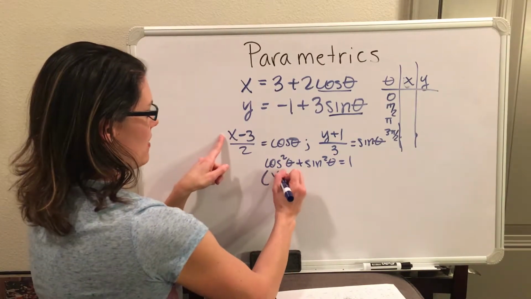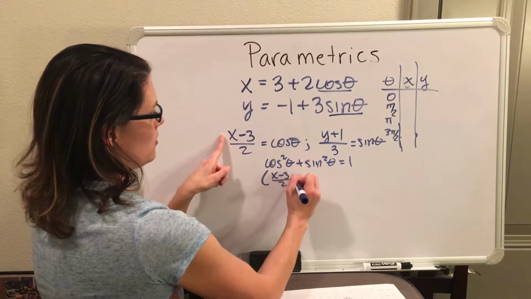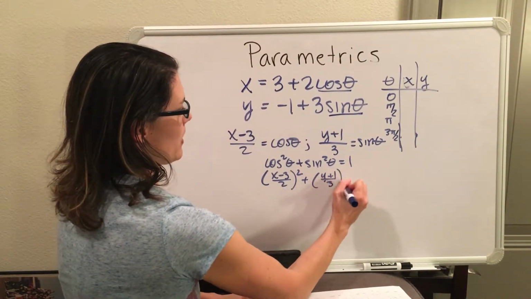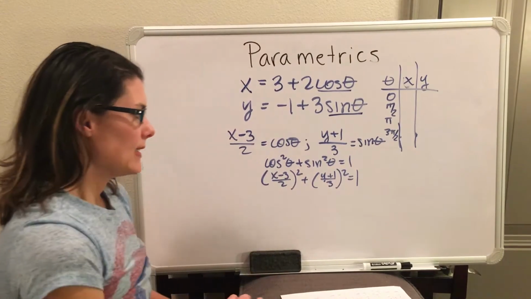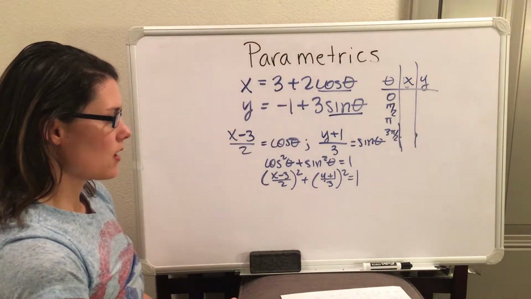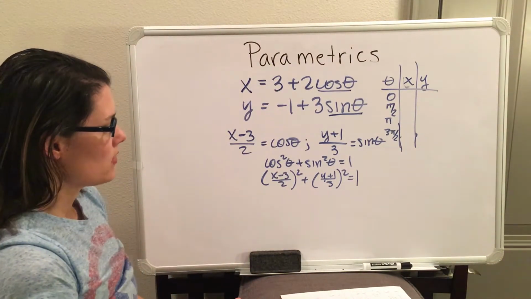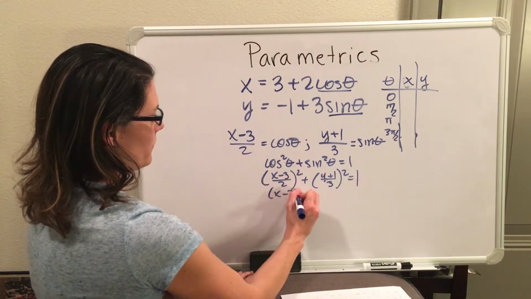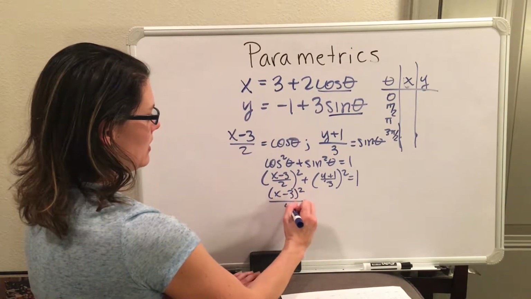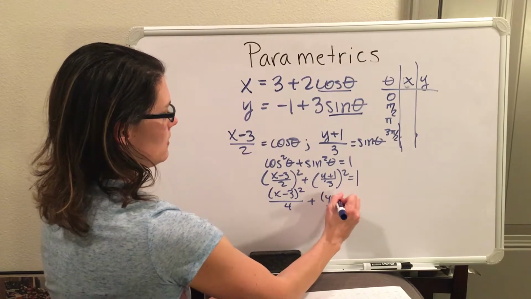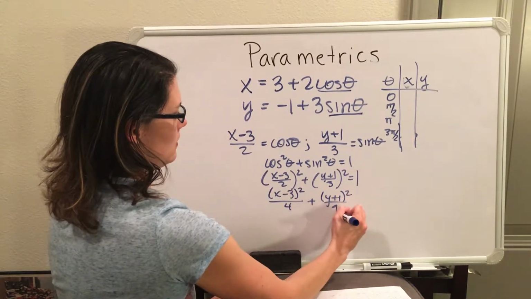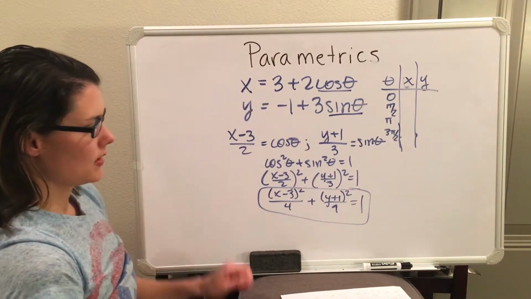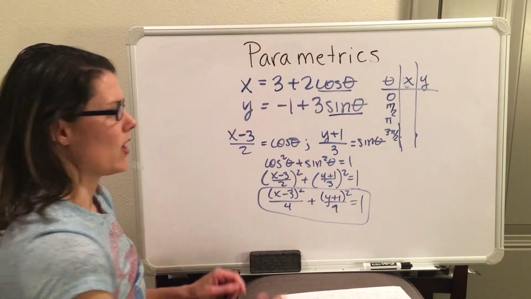So in this case, we have (x minus 3) over 2, squared, plus (y plus 1) over 3, squared, equals 1. You should have already gone over conics, but if not, then you need to review that. But this is an ellipse. You can reduce it a little bit more by squaring the denominators. And then you see here, you do get this ellipse equation, and it is pretty easy to graph.